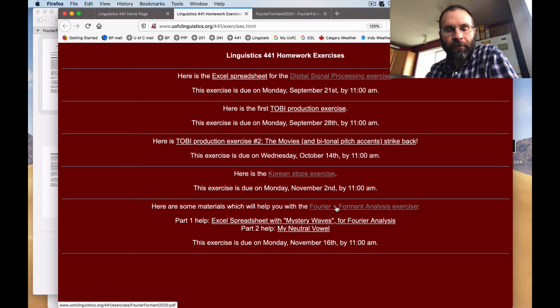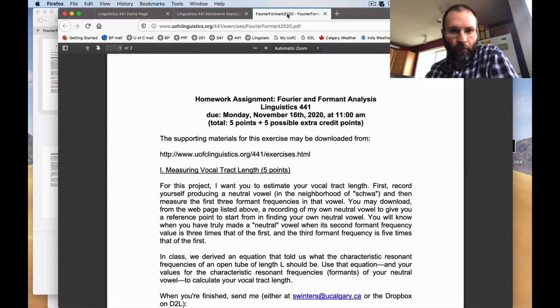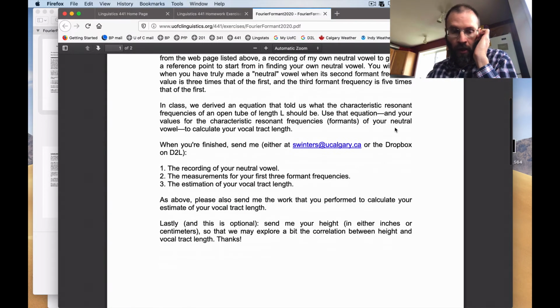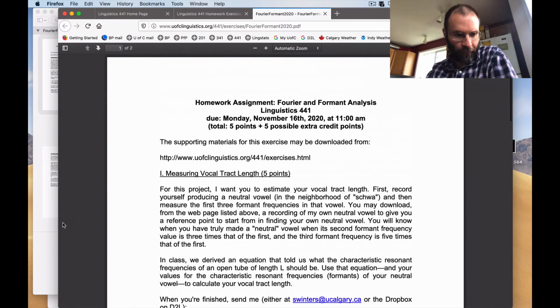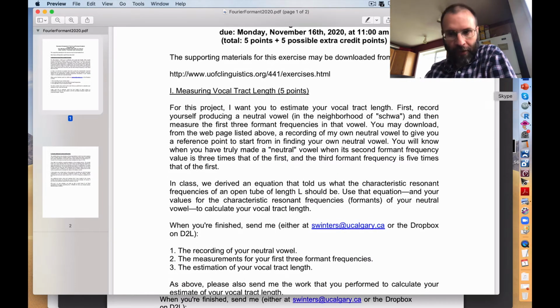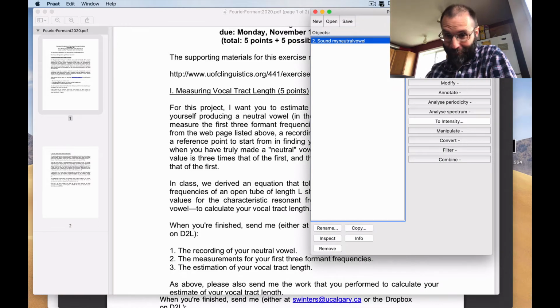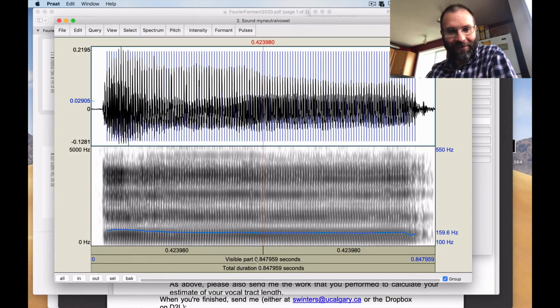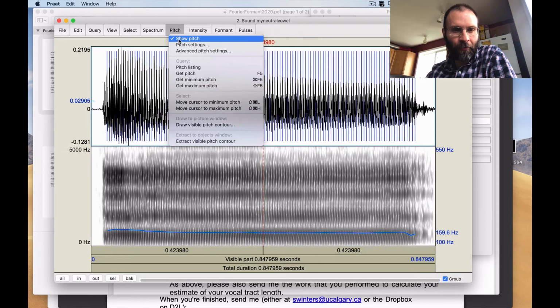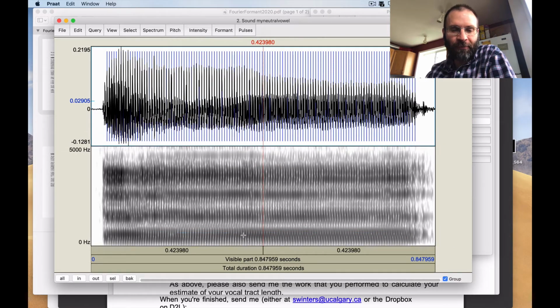So to begin with, there's the homework assignment itself, which I've got up in PDF form, in preview here and also on my web browser. There's also, for the first part, an example of my neutral vowel, which I've played multiple times in both 341 and 441 classes. It sounds like this.